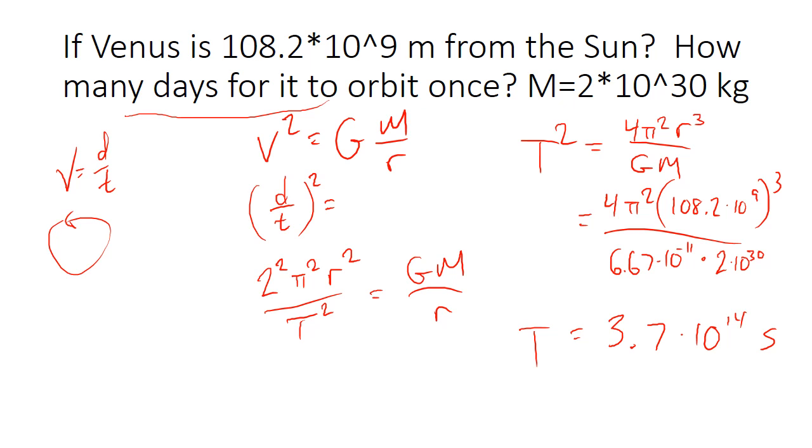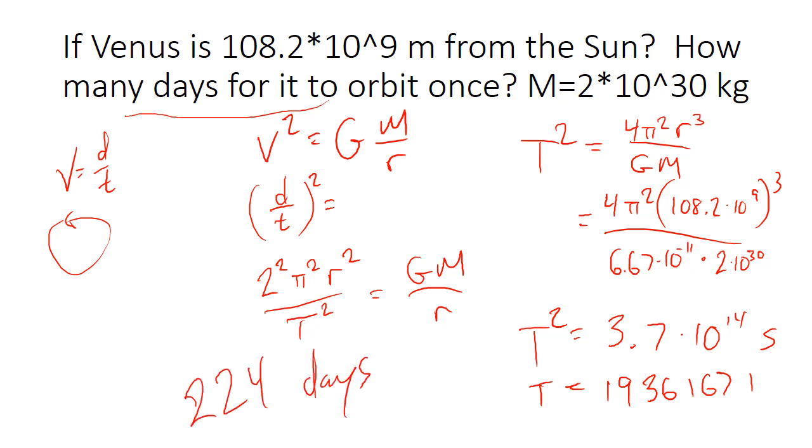Well, I can fix that real quick. T squared is equal to, T is equal to, another big number, 1936167 whatever. Divide by 60, divide by 60, divide by 24. You get 224 days. Earth days, I guess. And that makes sense. It should be less than 365, right? Because it's closer. Cool beans. Alright, let's do one more.